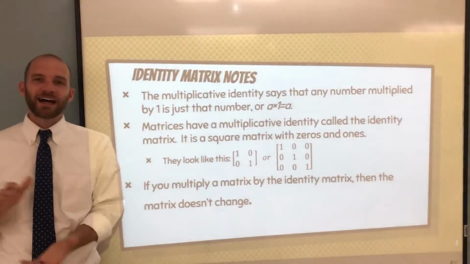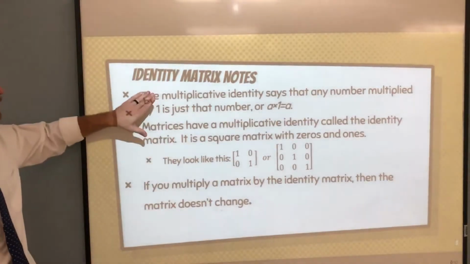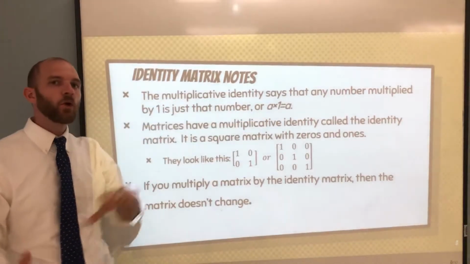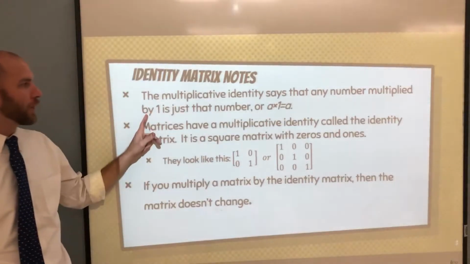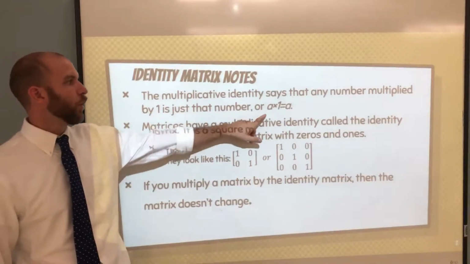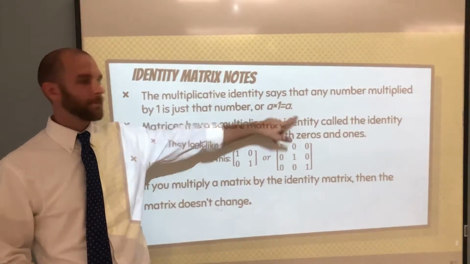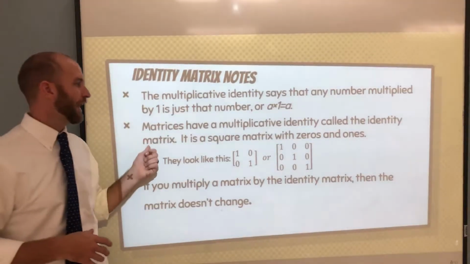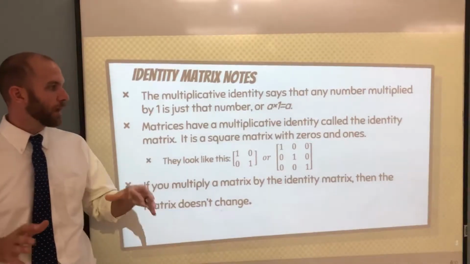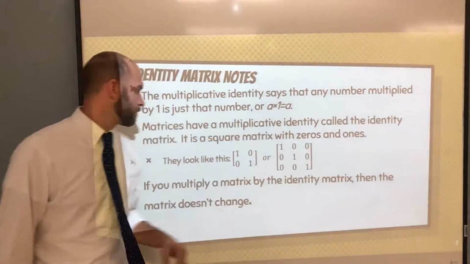Let's take a couple notes on the identity matrix. The multiplicative identity, going back several years in math class, just says that any number multiplied by 1 is just that number, or A times 1 equals A. Matrices also have a multiplicative identity that's called the identity matrix. It's a square matrix with just zeros and ones.